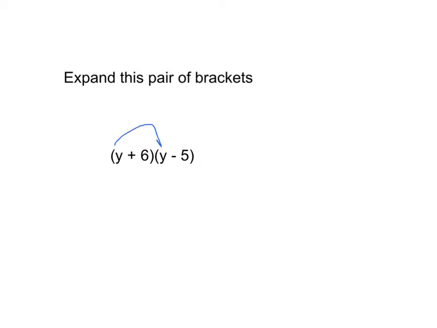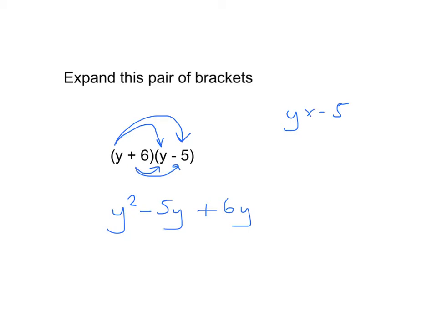Expanding again. Y times y. Y from the first bracket, y from the second bracket. Y squared. Y from the first bracket and the 5 in the second bracket. But this time it's not a plus 5, it's a minus. So actually what we're doing is y times minus 5, which is minus 5y. Be really careful of that minus sign. Then we're going to multiply the 6 in the first bracket by the y in the second bracket, and also multiply that 6 by the minus 5 in the second bracket, which gives us minus 30.